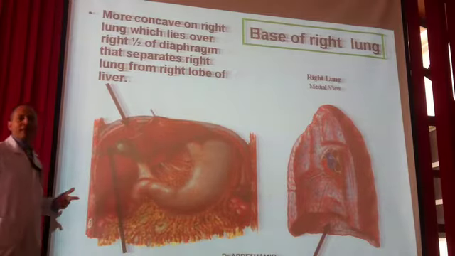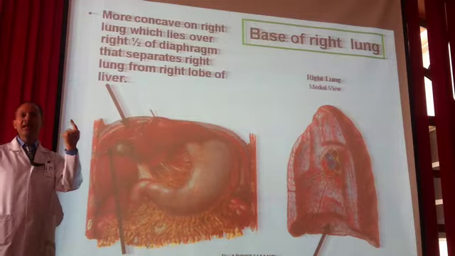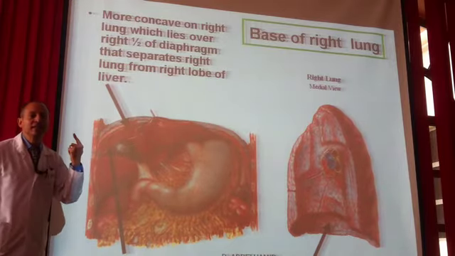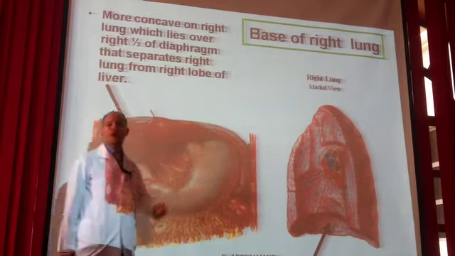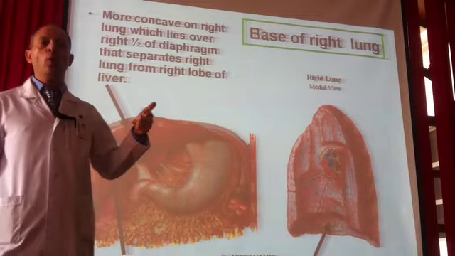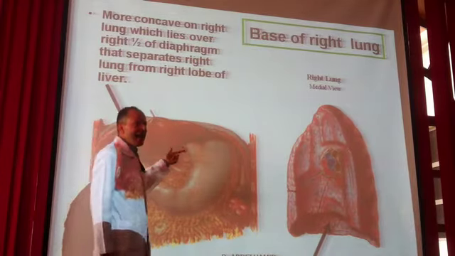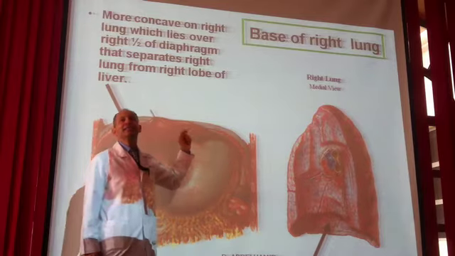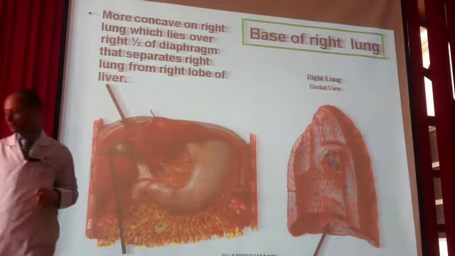So simply, the right lung is related to a single organ, which is the right lobe of the liver. But the left side is related to what? SKL. What is S? Stomach and kidney and spleen, and still we have the left lobe of the liver. That's right?